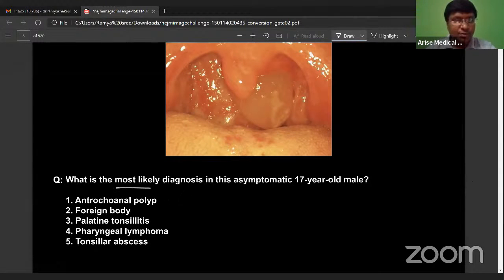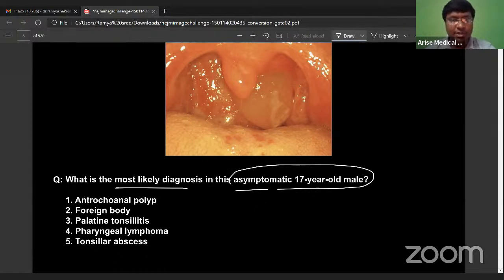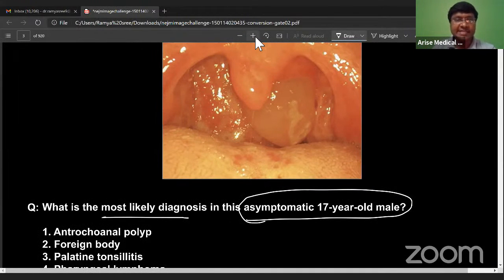What is the most likely diagnosis in this asymptomatic 17-year-old male? Antrochoanal polyp, foreign body, palatine tonsillitis, pharyngeal lymphoma, tonsillar abscess, right? I have slightly enlarged the image also, so you can see this. So this is the image.